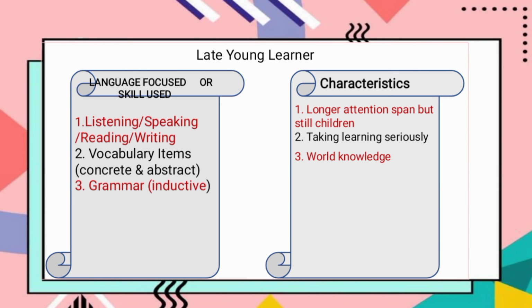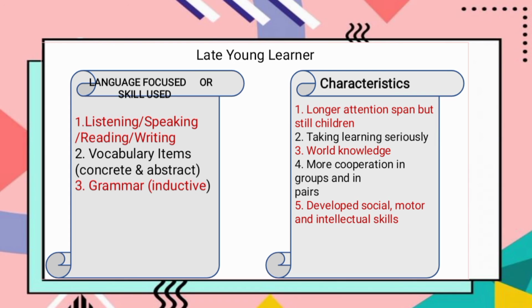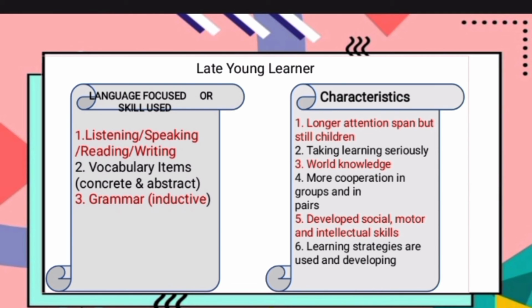And what are the characteristics of late young learners? First is a longer attention span but still children. Second, taking learning seriously. Third, word knowledge. And the fourth, more cooperation in groups and in pairs. Fifth, developing social, motor, and intellectual skills. And the last, learning strategies are used and developing.